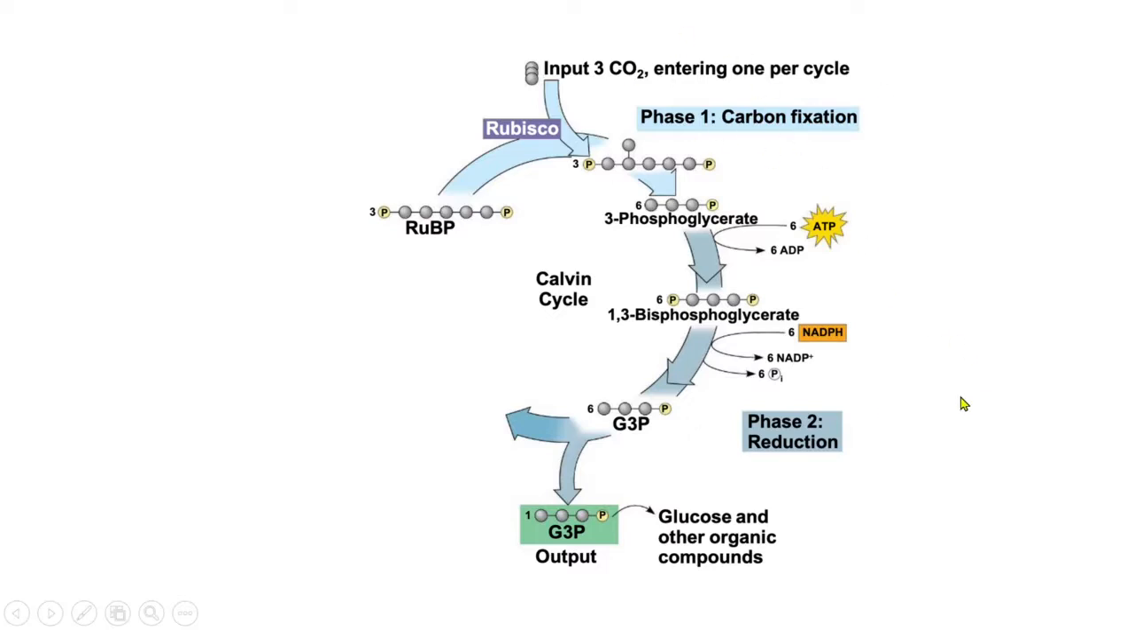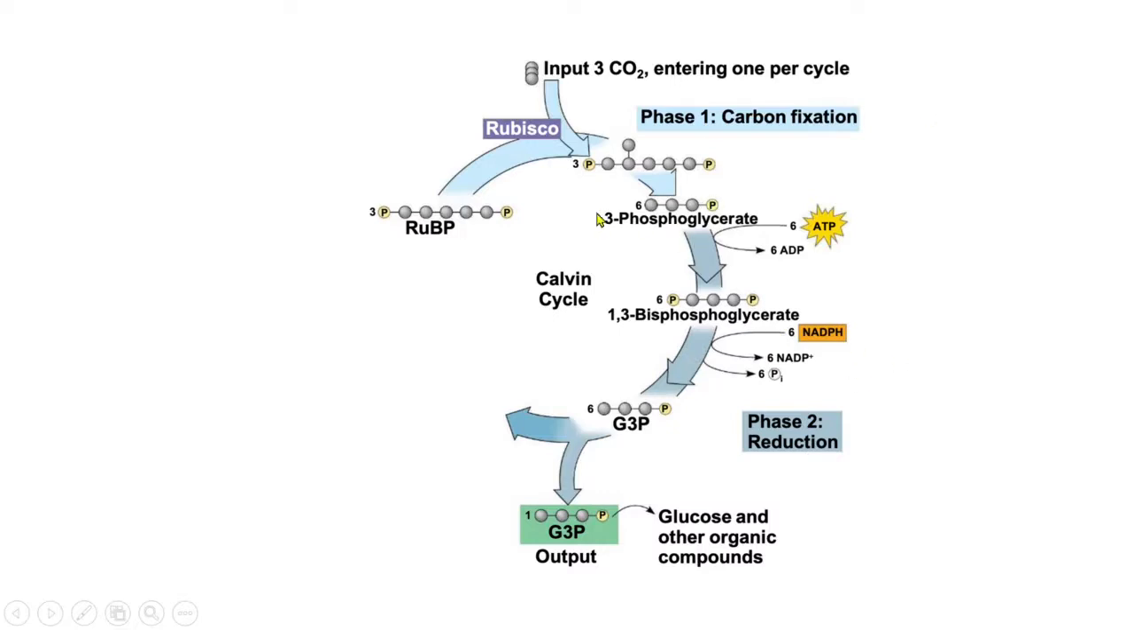Now, as we go to the next phase, which is the reduction phase, do take note two important things will be happening here. The addition of a phosphate group because of the usage of ATP, and the addition of a hydrogen, which changes the conformation of the molecule with the use of NADPH. Now, let's go straight to the reduction phase.